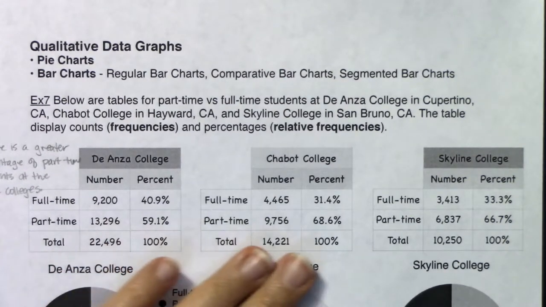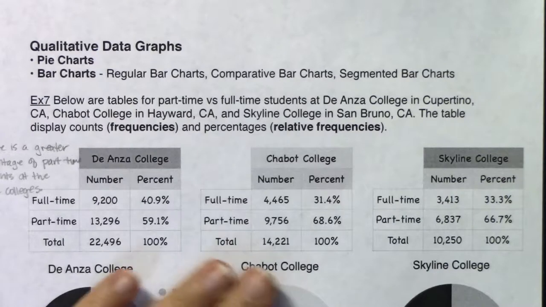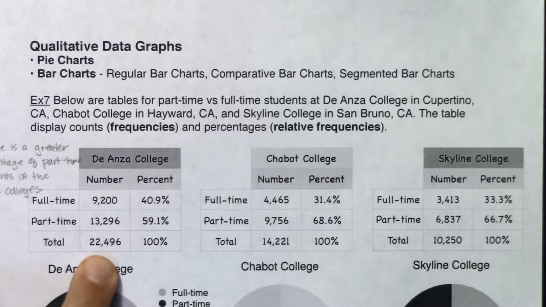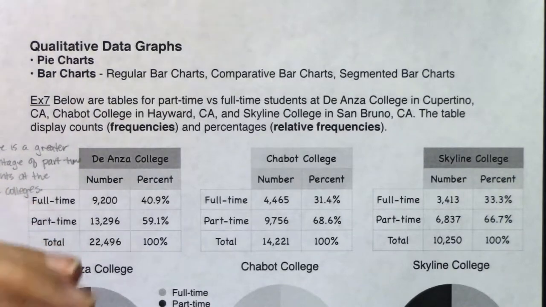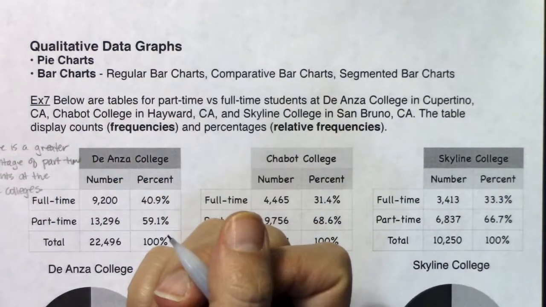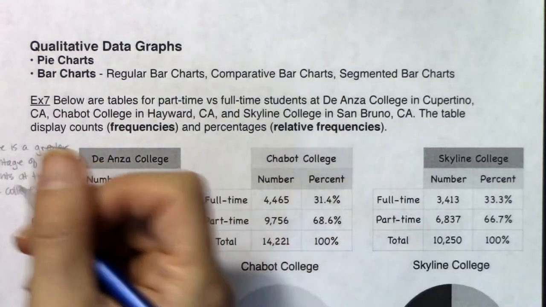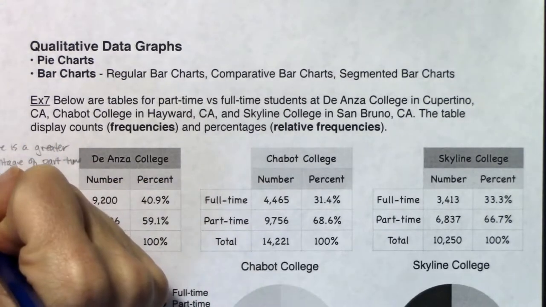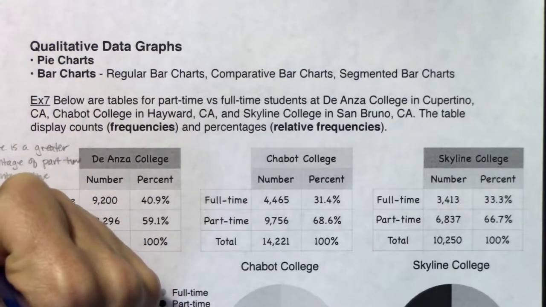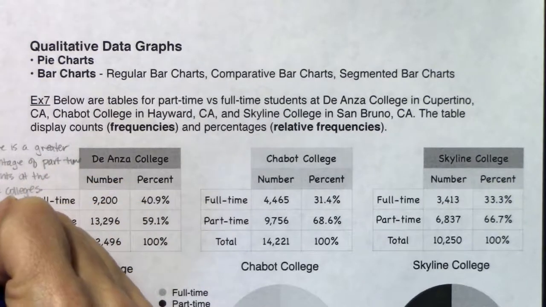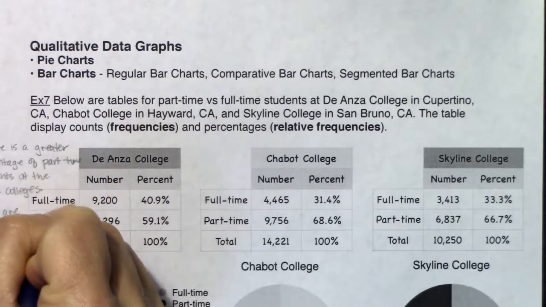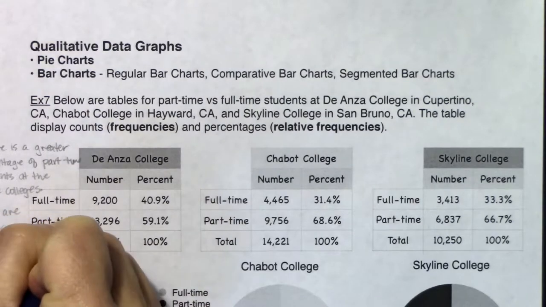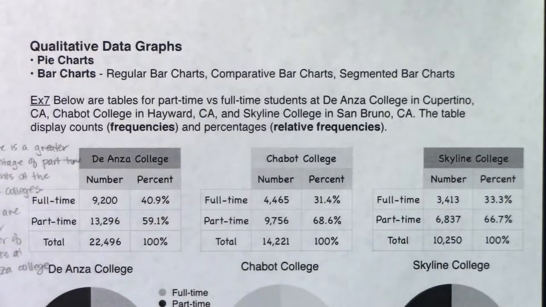If I wanted to look for something where they were different, one thing that stood out to me while looking at this data, when I look at De Anza versus Chabot versus Skyline, was just how many students go to De Anza. And if you've ever been over to that school, it's huge. So if I wanted to contrast the three colleges, I would say there are a larger number of students at De Anza when compared to the other two colleges. So there, just practicing writing up two sentences.